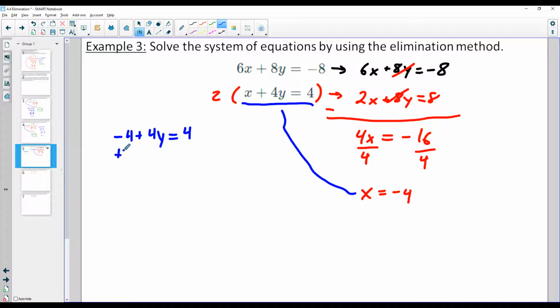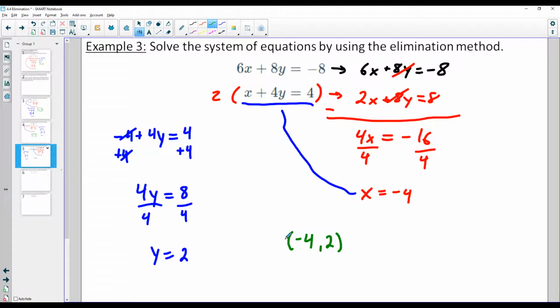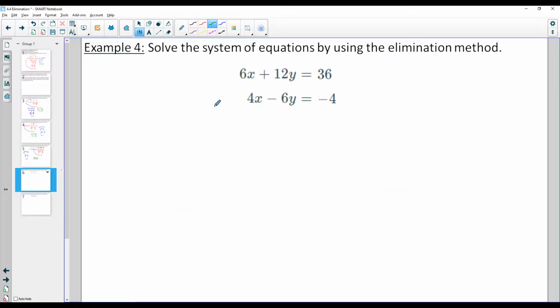Just solve for y now. We're going to add 4 over, left with 4y on this side. 4 plus 4 is 8. And then we divide by 4 once again to get y equals 2. Now, once again, we have an x value and a y value. And our x value goes first, negative 4, and then our y value, 2. And that is our answer. Right. Just 2 more examples to go.